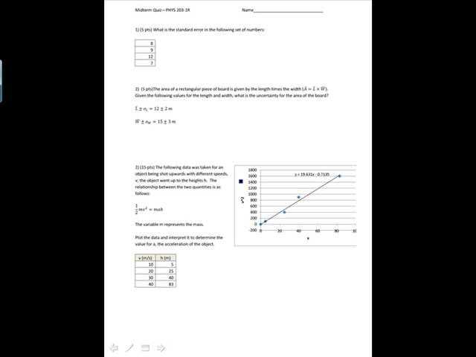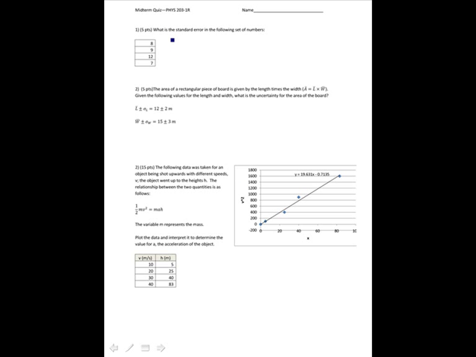Okay, this is the midterm quiz. This is the one for Physics 203, but all the quizzes were similar and covered basically the same material. So while yours might be a little bit different from this one, I think that this one will be useful for you. So the first is, what is the standard error in the following set of numbers?